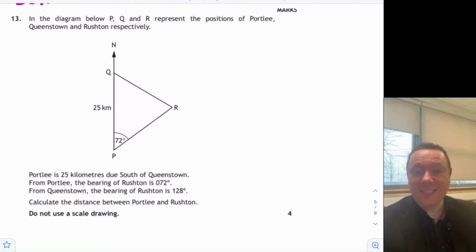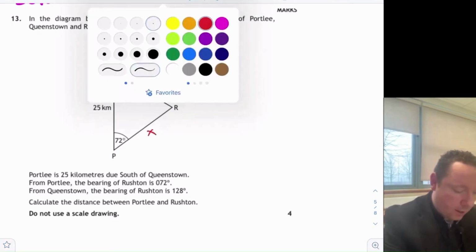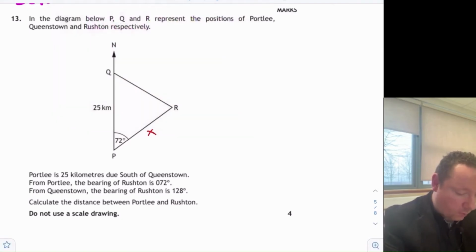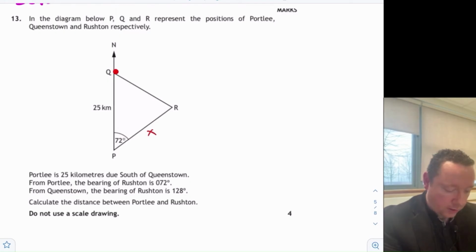We need to know what it's asking us and maybe mark up our diagram. So first of all, the distance between Portlee and Rushtown is this distance here. So let's put a little mark on that. Let's just call that X for now. And then it tells us one more thing. It tells us the bearing of Rushtown is 128 from Queenstown. So always notice the way they say this. From Queenstown means starting at Queenstown, going north, measuring clockwise until I'm looking at Rushtown is 128. So I can immediately write down 128 degrees in here.